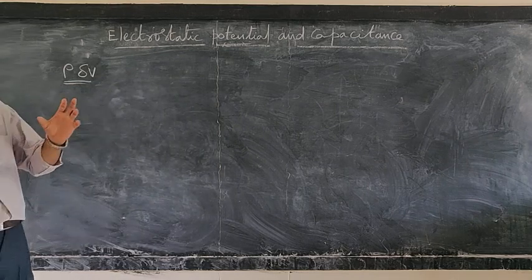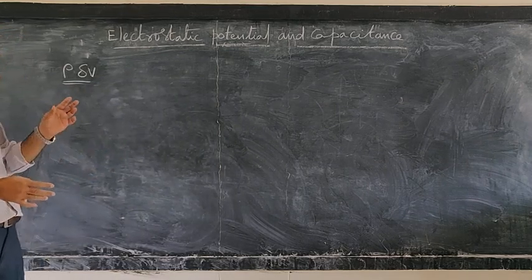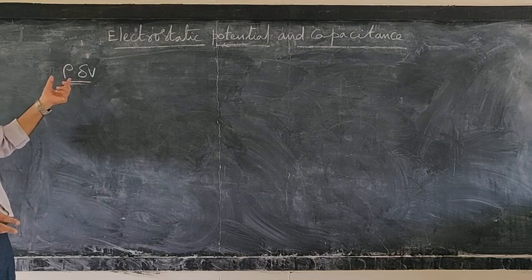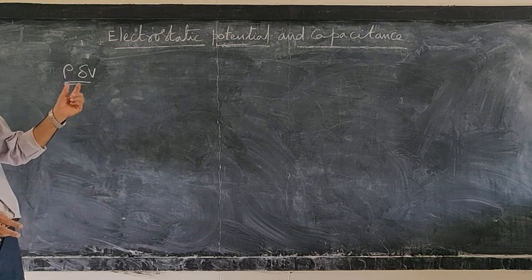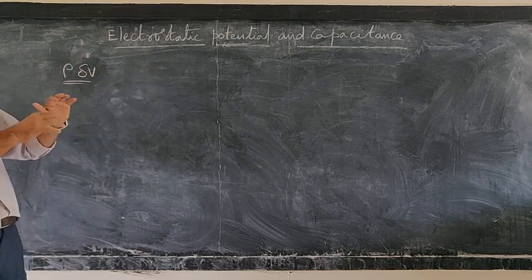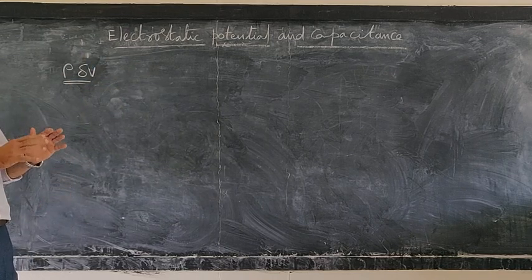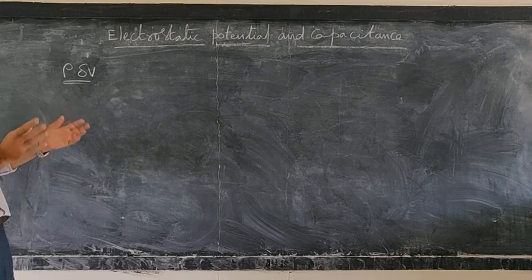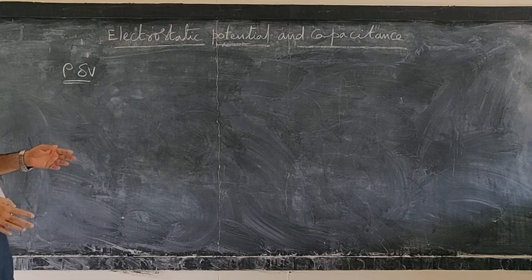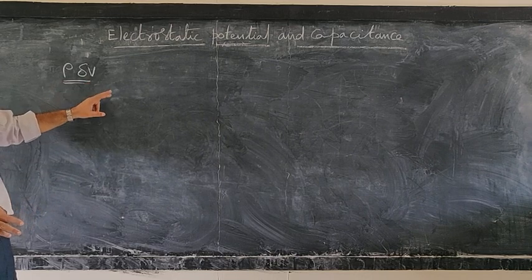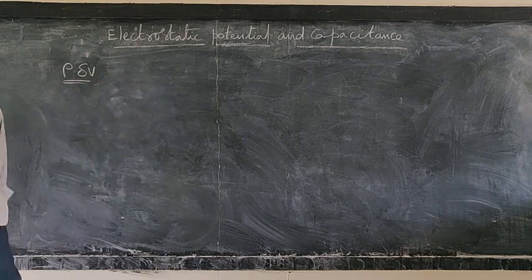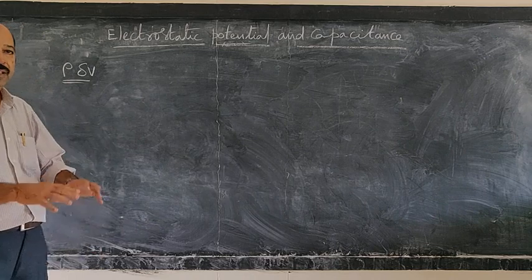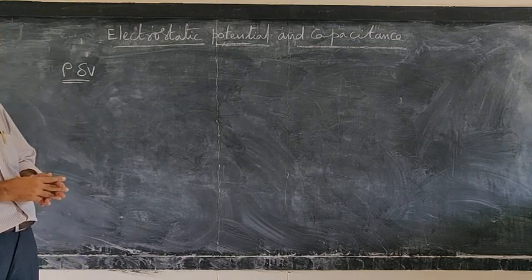So dividing that charge distribution into small elements, you calculate the potential due to each such volume element of charge at a point, and you have to sum up for all such elements. Here summation means integration. So by integrating over the entire charge distribution, you will get the total potential for a continuous charge distribution. That is the method by which we calculate the potential due to a continuous charge distribution.